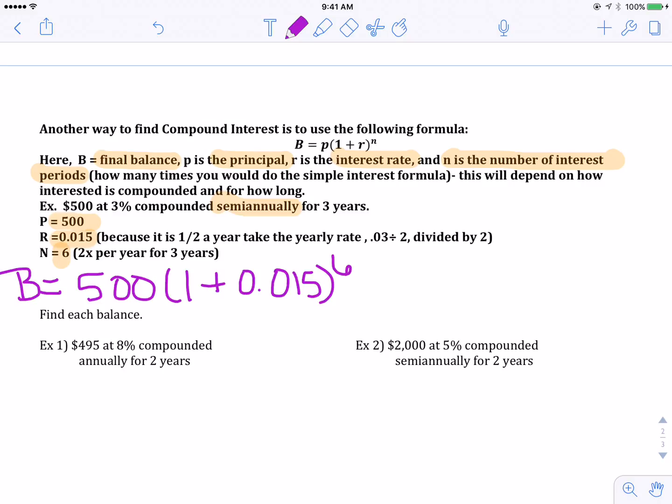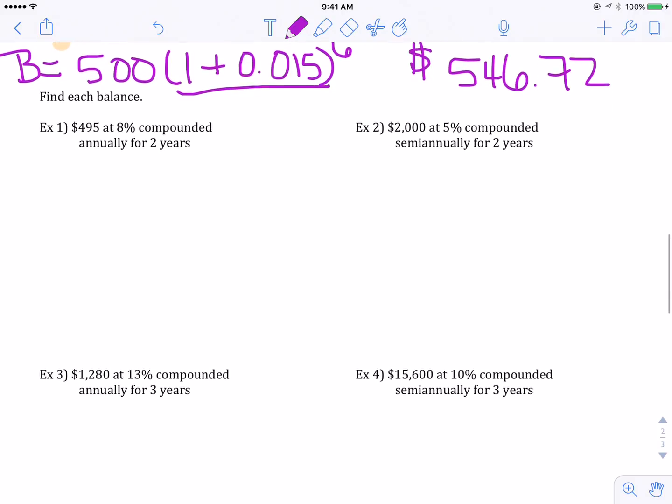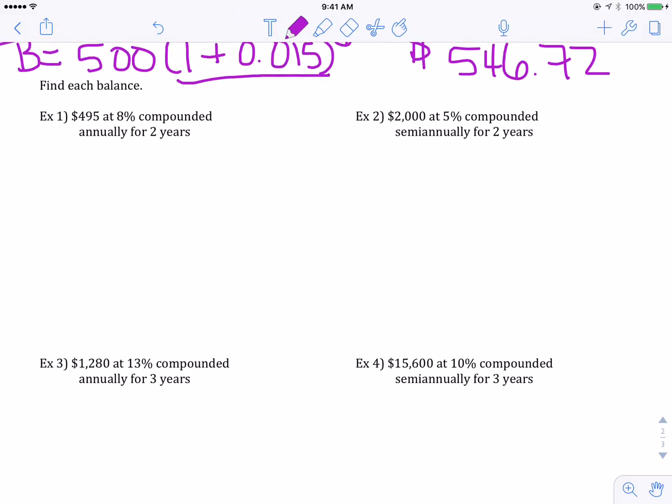Now, when you do this in a calculator, you're going to want to be very careful because it depends on if you have a scientific calculator or not. You need to do the 1 plus 0.015 first, do that to the 6th power and then multiply by 500. When you do that, you're going to get $546.72. And of course, you always want to round to the nearest cent. So, and I don't remember if this one rounded or not. So, all right, let's take a look at these next ones.